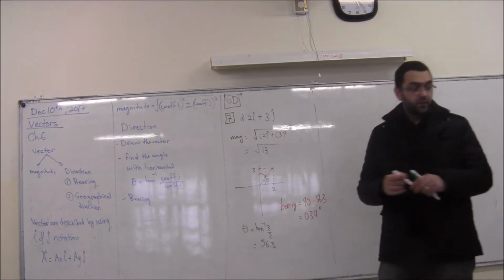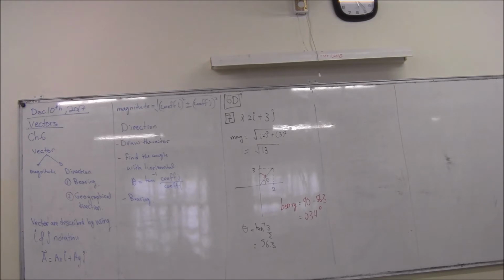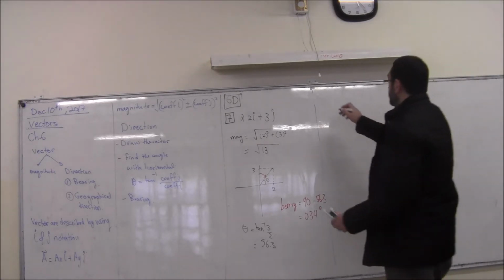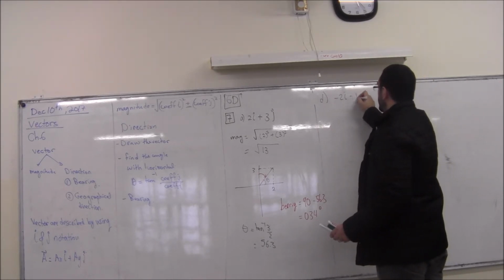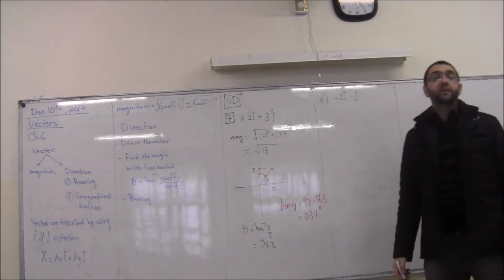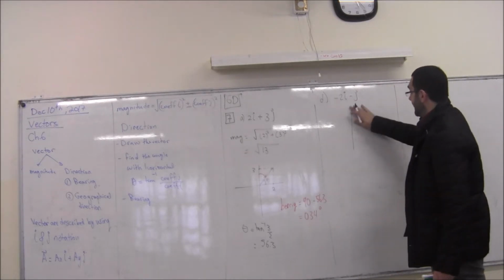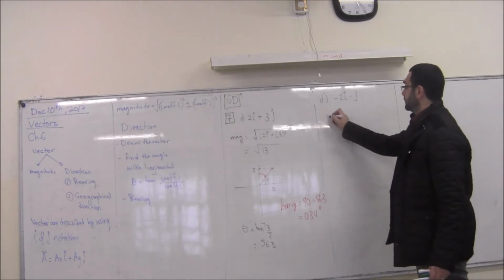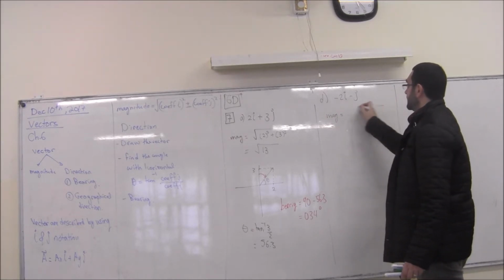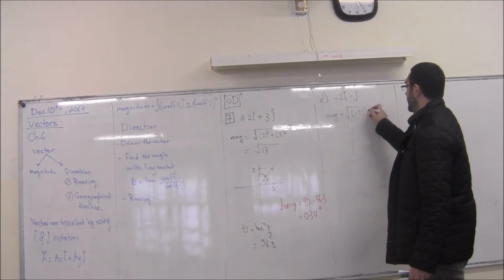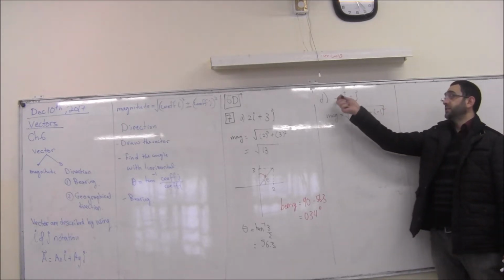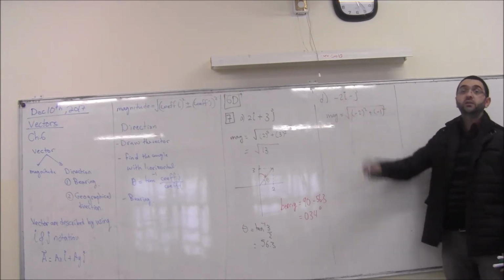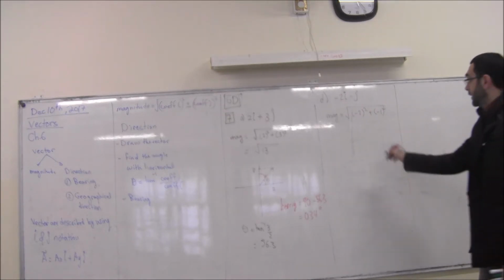Okay. So basically, let's do just another one. D: minus 2i minus j. Girls, look here, please. Again, direct. Let's start with the magnitude. Magnitude equals square root of minus 2 squared plus minus 1 squared. Coefficient of i squared plus coefficient of j squared. Square root of 5.